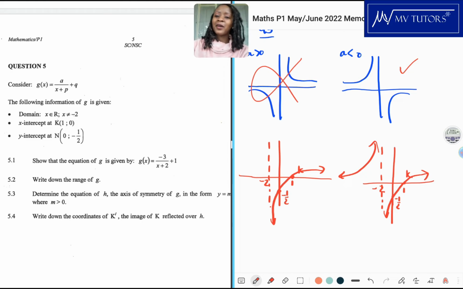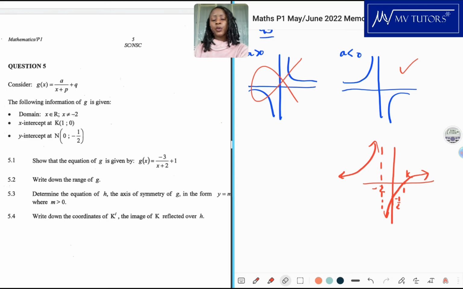I actually forgot why I drew it twice. I wanted to show that we can't have this, it just can't work out. This piece over here doesn't work out. So a is smaller than 0. So this is the function that we have. But what we don't know is, do we actually have a horizontal asymptote? We don't know about that, but at least we know the shape of the graph and we know that a is less than 0.